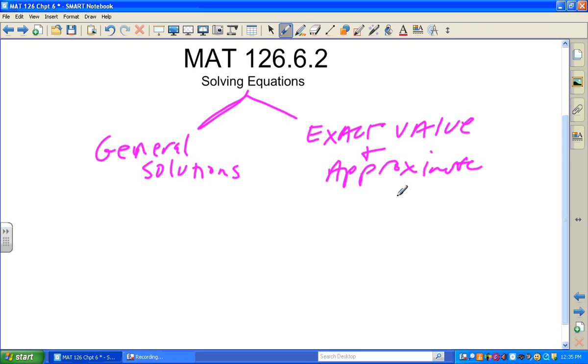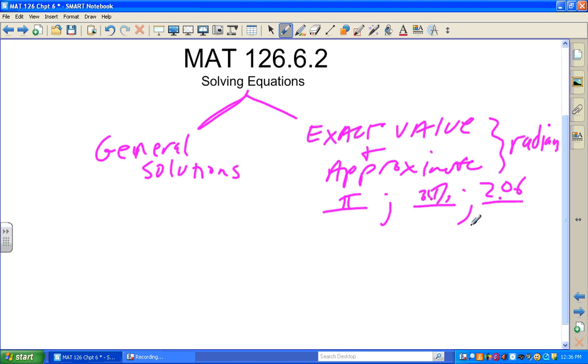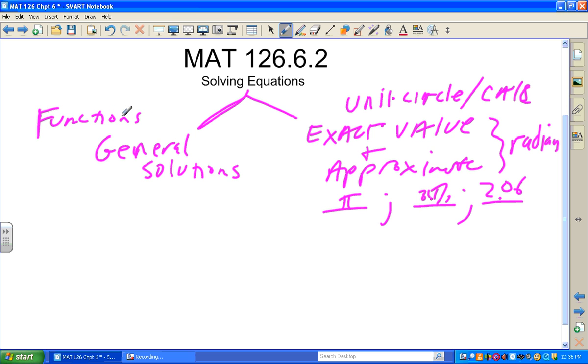The exact value and the approximate, they have values like pi, 3 pi over 2, 2.06. Usually, though, all the answers are always in radians. Okay? So these go with the unit circle or calculator. That's where these solutions come from. The other solutions come from the functions. The functions include all solutions.